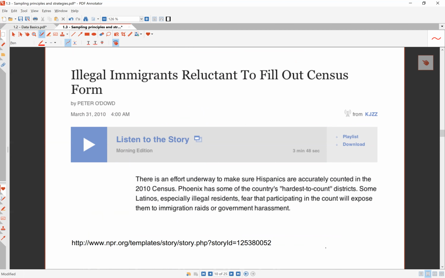Side note that probably no one is interested in: I was in Arizona last week, and so I happen to know that KJZZ is the call sign for the Phoenix... well, I guess it's in the story. It's the NPR affiliate broadcasting out of Phoenix.